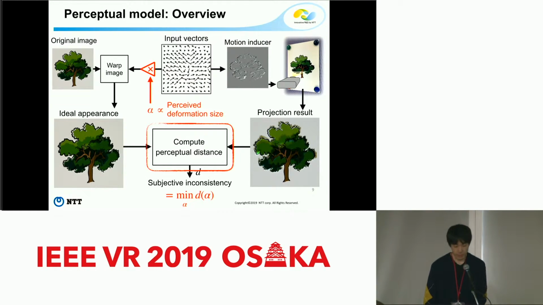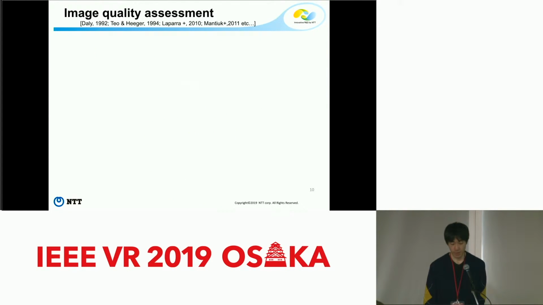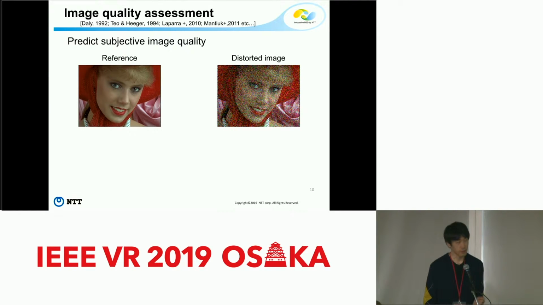Okay, let me explain how we compute the perceptual distance. To compute the perceptual distance, we took a similar approach to many previous works on image quality assessment, where the objective is to predict the subjective image quality of a distorted image given the reference image. One of the standard ways to estimate image quality is to use a computational model of low-level visual mechanisms in the human visual system.